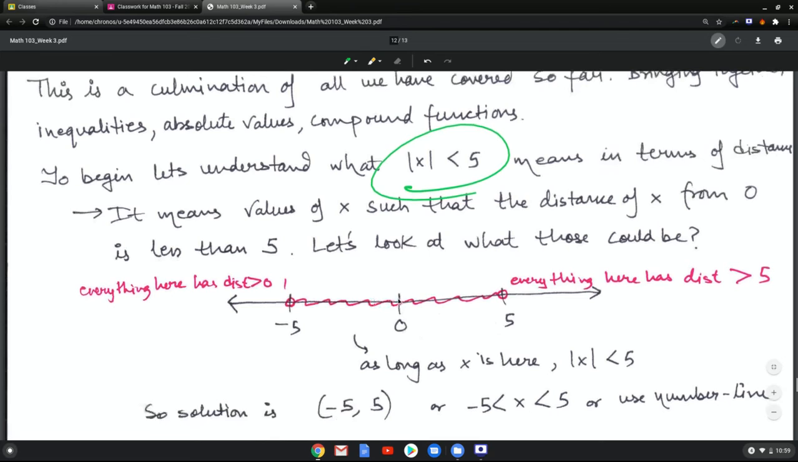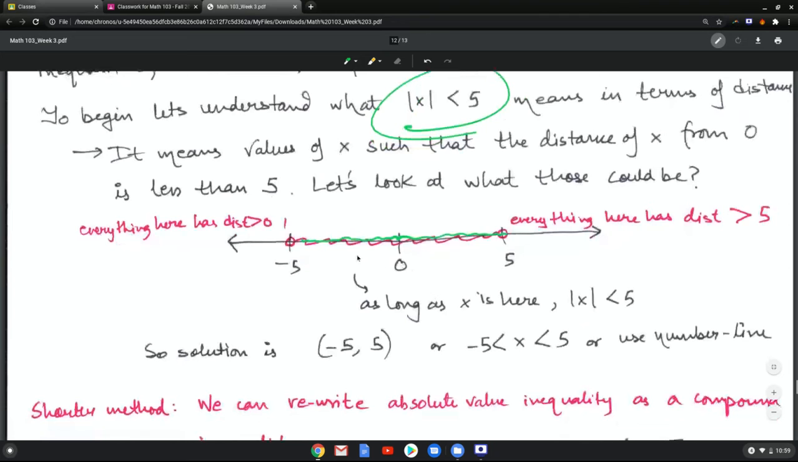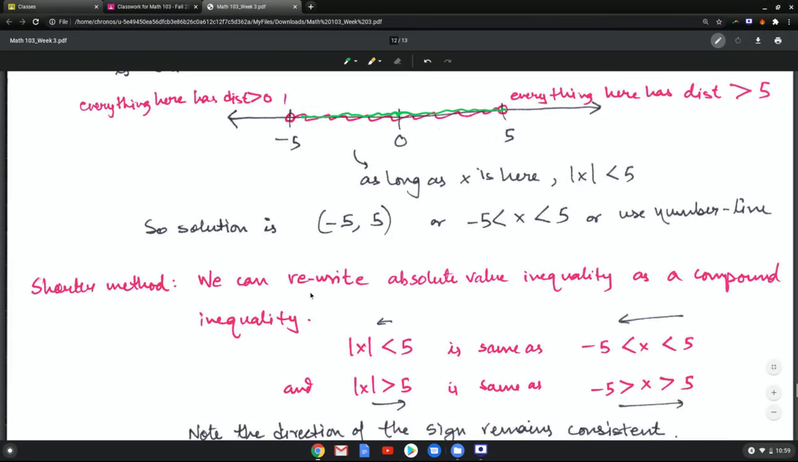Well, everything between 0 and 5 clearly has a distance less than 5, and then so does everything between 0 and negative 5. So as long as x is in this green reddish region, this is true. So the solution is negative 5 to 5, or you write it in the compound inequality form, or you use the number line. Now the shorter method is we can rewrite the absolute value inequality as a compound inequality.